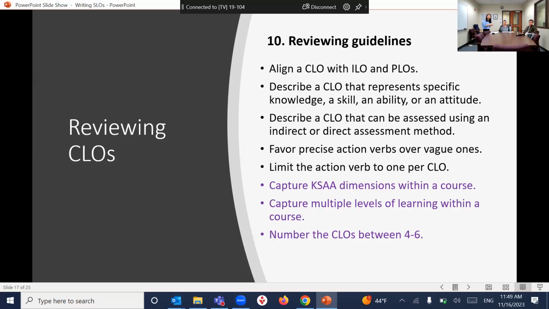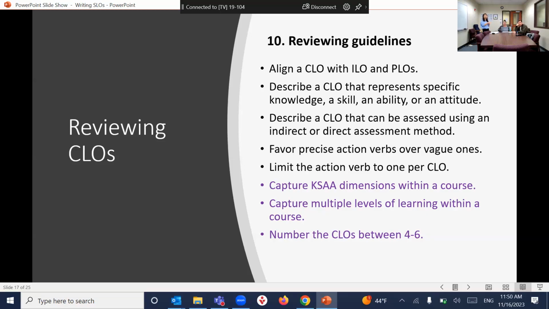And the next one is to capture the KSAA dimensions within a course. So if you have, like, 5 course learning outcomes, it is better to capture these different dimensions across your course learning outcomes. It is fine if you cannot capture all of them, if that's not your teaching goal or teaching objectives, but we hope you aim to capture these dimensions.